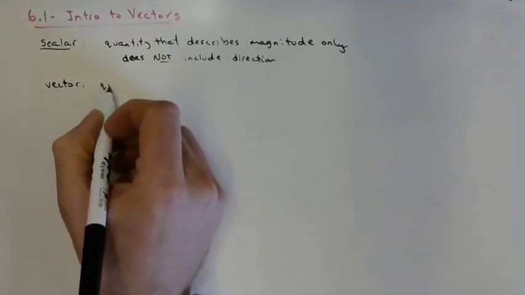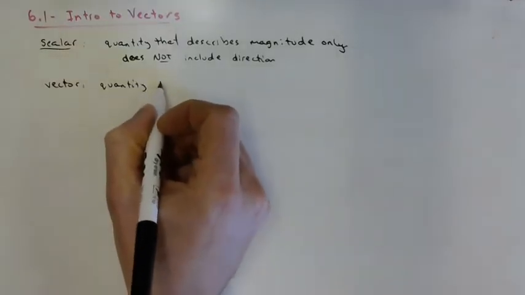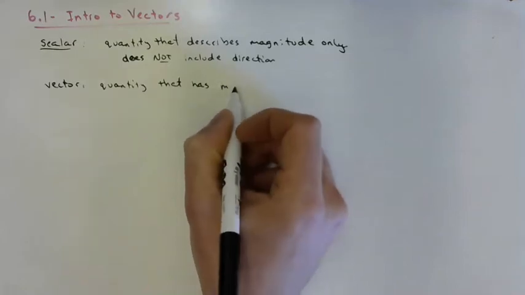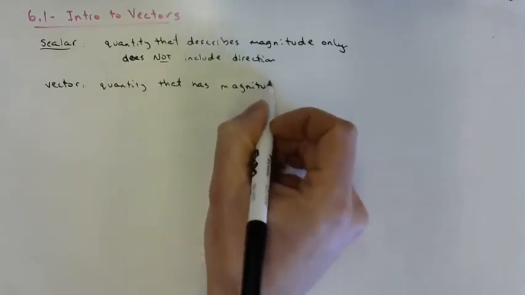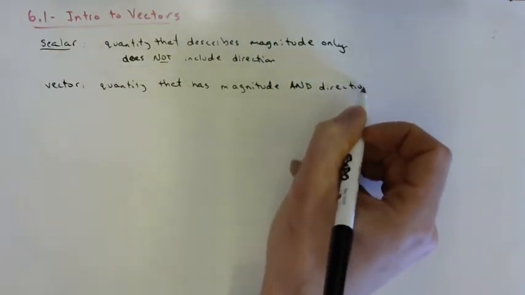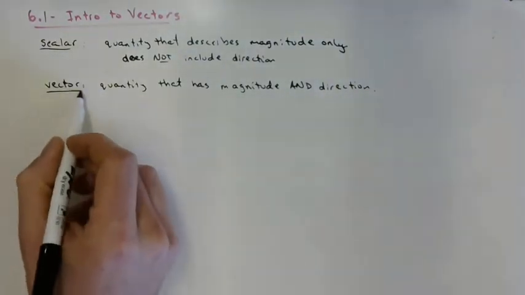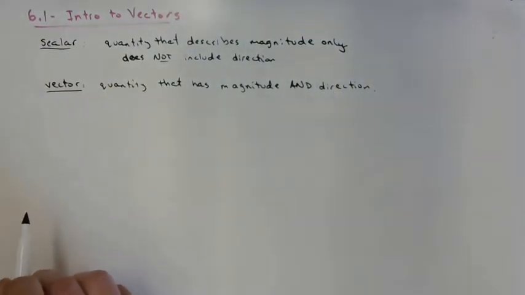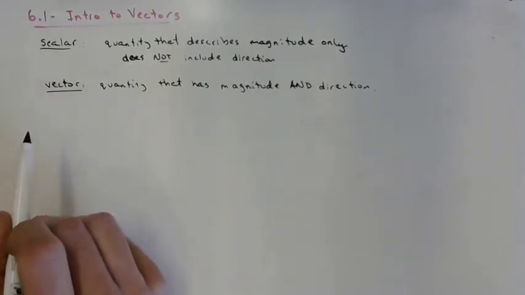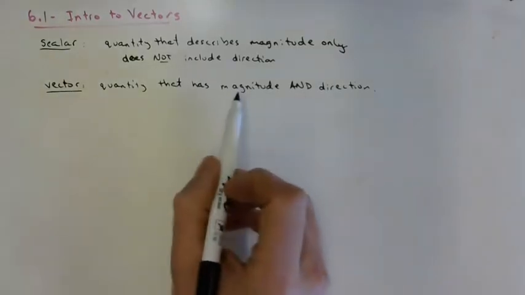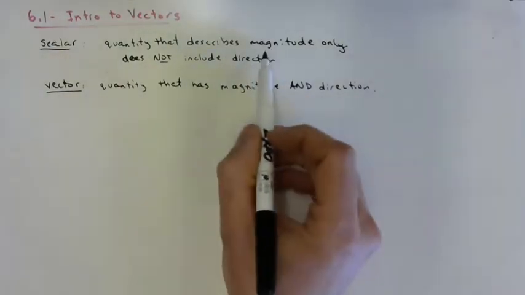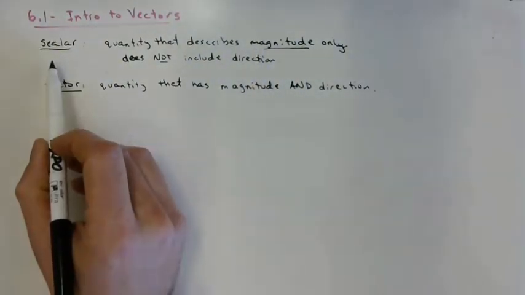Then we have vector. Vector is a quantity that has magnitude and direction. So now if we said I took 5 steps to the left, that's a vector measurement. It tells you the direction of that magnitude of 5 steps, to the left. Or I drove 100 kilometers north, that's a vector. 100 kilometers is the magnitude and north is the direction. It has to have both of those. If it has both of those, it's a vector. If it's just magnitude, it is a scalar measurement.